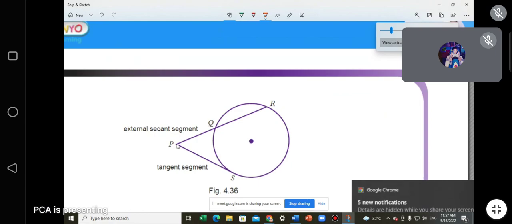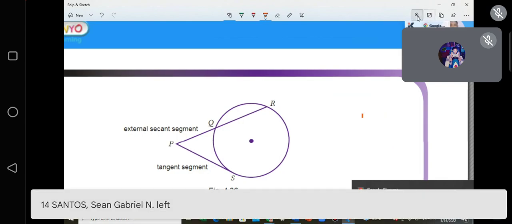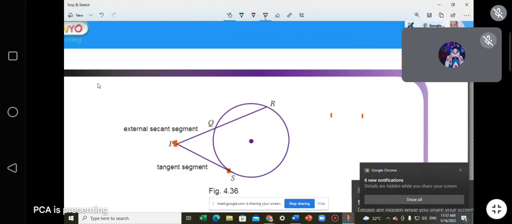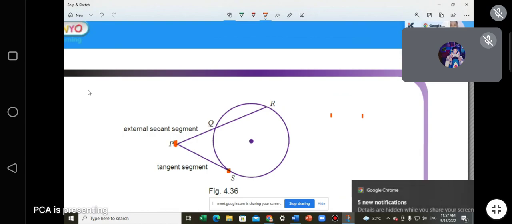So again, from this point to that point, from this point to that moment, that is your tangent segment that you have to square. Am I right? If that is segment PS, point P to point S, you have to square that.